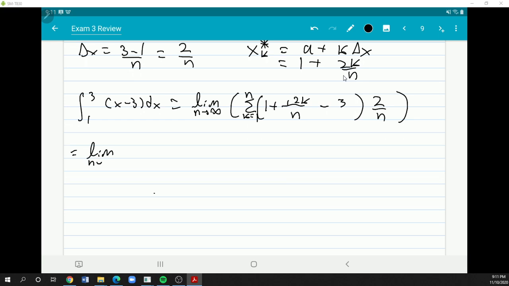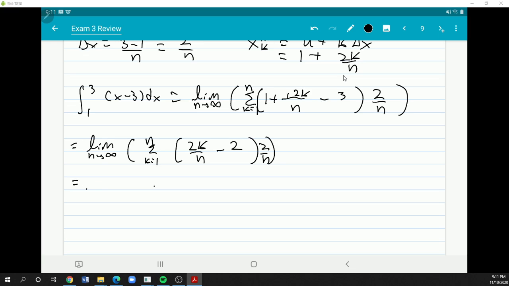So, back up, this is the limit as n goes to infinity of the sum from k equals 1 to n. This 1 and this minus 3 are going to give me a minus 2. So I have 2k over n minus 2 times 2 over n. And that's everything. So now this is the limit as n goes to infinity of the sum from k equals 1 to n of 4k over n squared minus 4 over n.